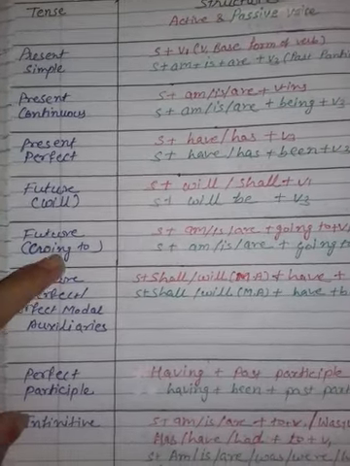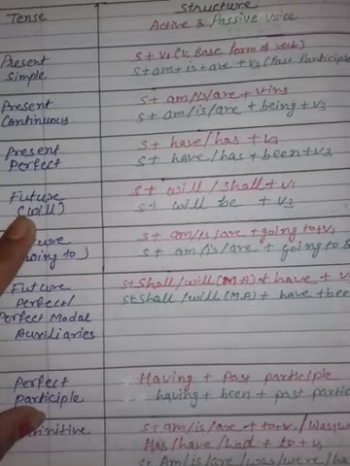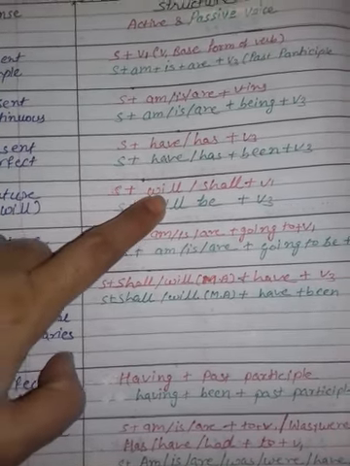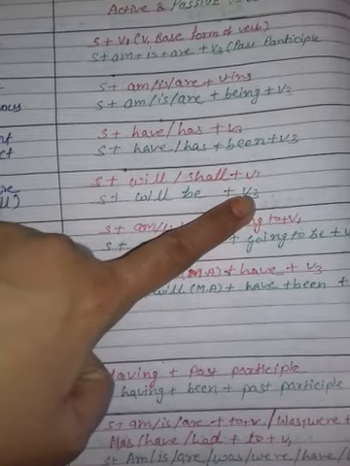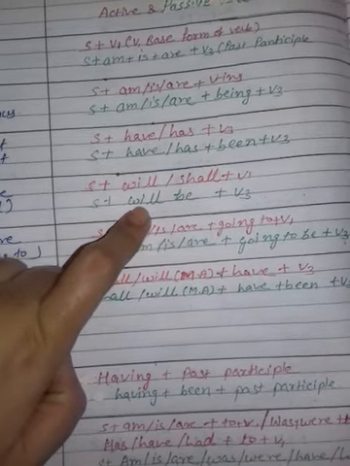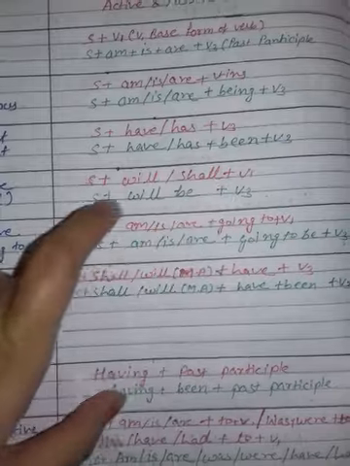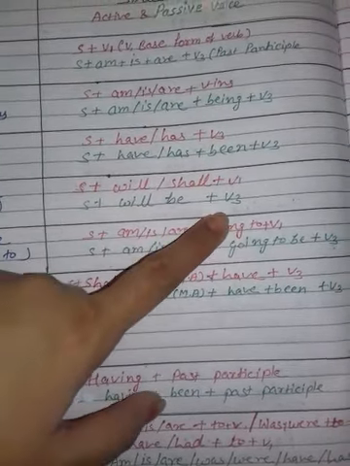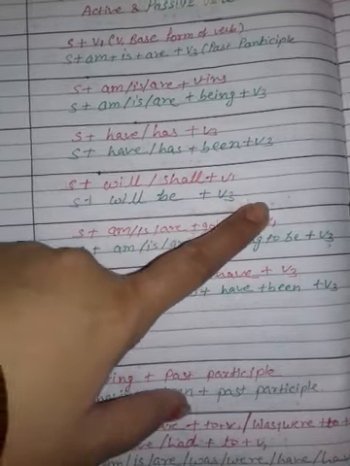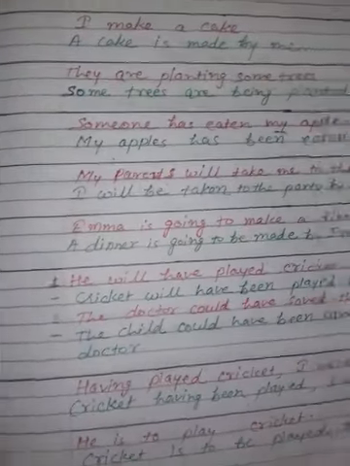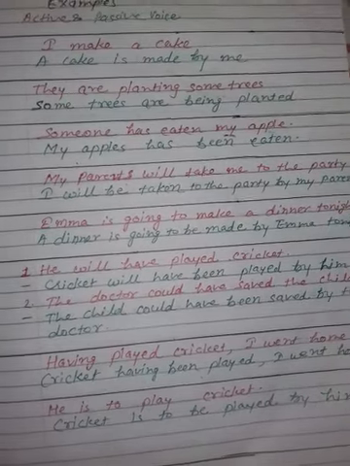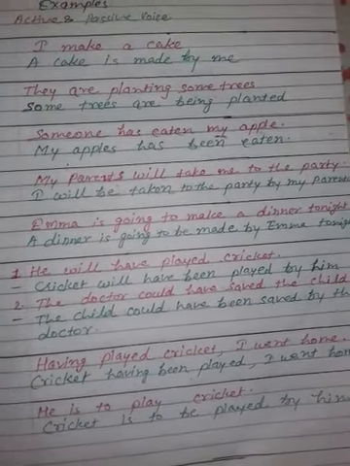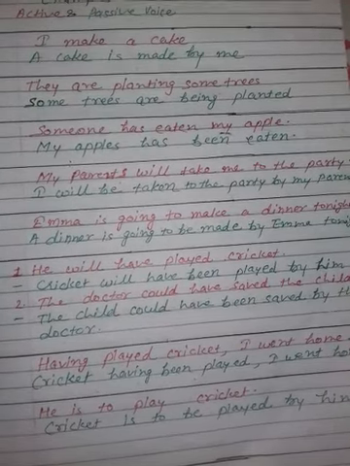Okay, so now we are going on to future. When we use will and shall, the structure is subject plus will/shall plus v1. But when we change into passive voice, then the object becomes the subject, and we add will be or shall be plus the third form of the verb plus by plus object. You can see the examples. My parents will take me to the party. I will be taken to the party by my parents.